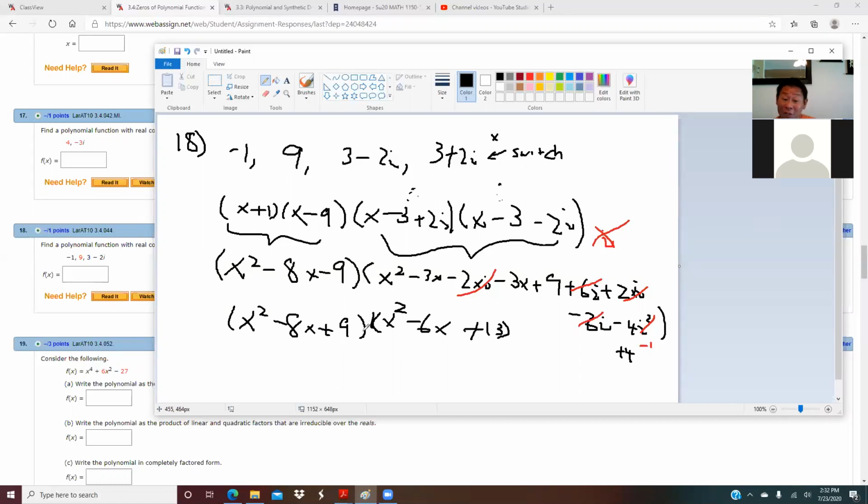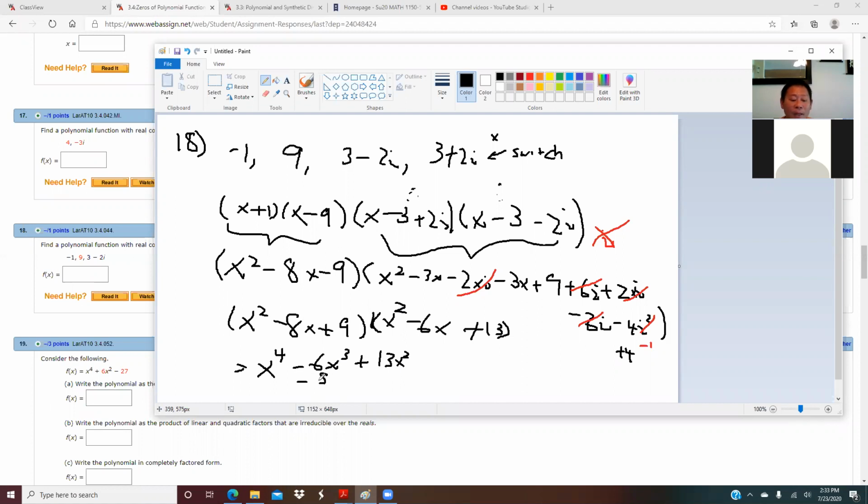So this question is really tough. And because there are 4 zeros, your power should be x to the 4th. So when you first foil the first one, you get x to the 4th. You know you're on the right track because your highest power is x to the 4th because you have 4 zeros here. If you got x to the 5th or x cubed, something is wrong. And then you foil x squared with -6x, you get -6x cubed. And then you foil x squared with 13, you get +13x squared. And then you do -8x times x squared, which is -8x cubed.